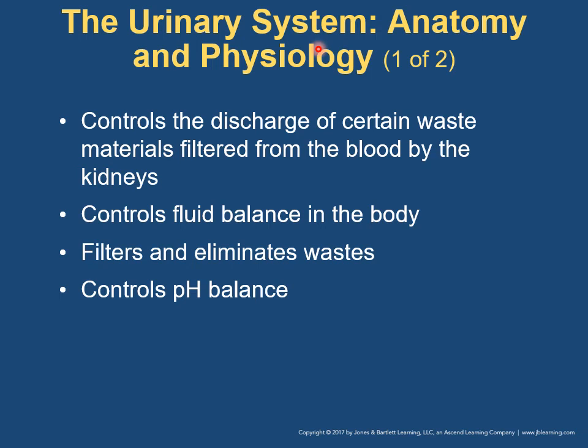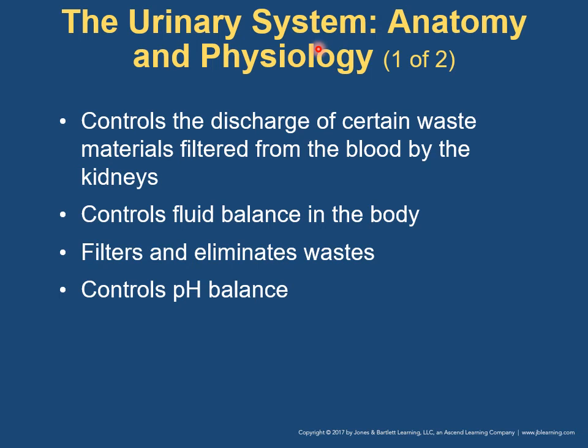Alright, anatomy and physiology of the urinary system. The urinary system controls the discharge of certain waste materials filtered from the blood by the kidneys. Kidneys are solid organs. The ureters, bladder, and urethra are hollow organs. Make sure you know the difference between those.